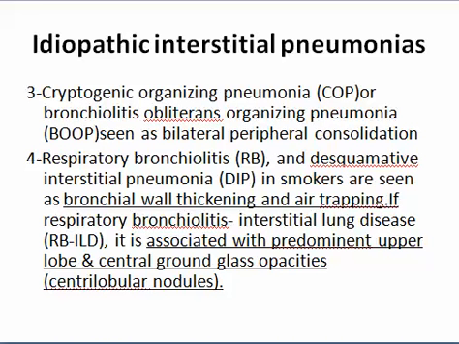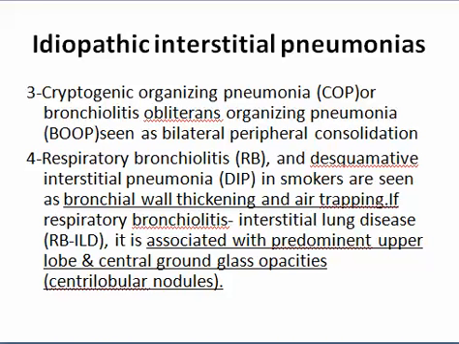So now if you get bilateral basal reticulations, you are dealing with IPF. If you get bilateral basal patchy consolidation, you are dealing with NSIP, or the non-specific. If you are getting upper lobe predominant ground glass, and there is history of smoking, you are dealing with respiratory bronchiolitis.